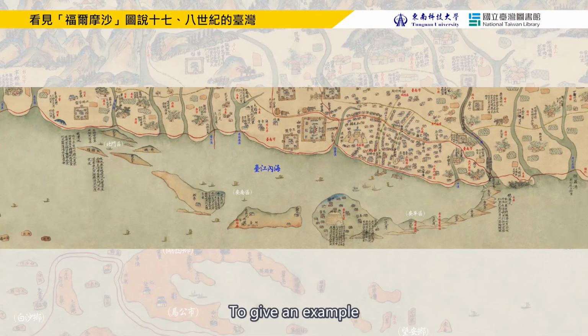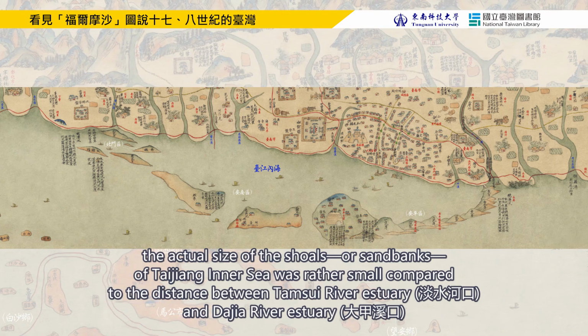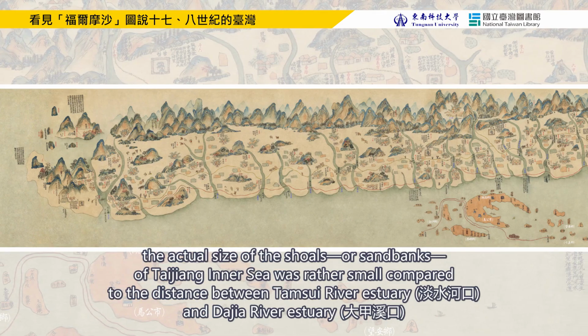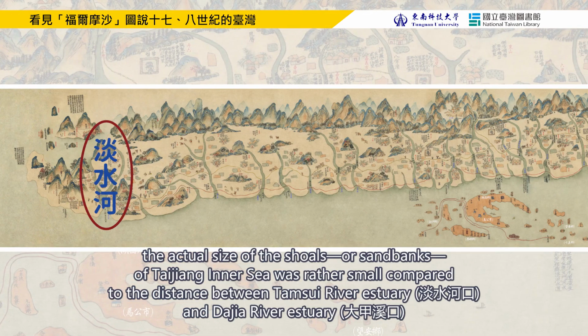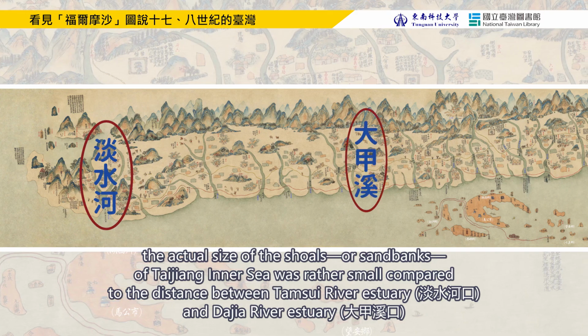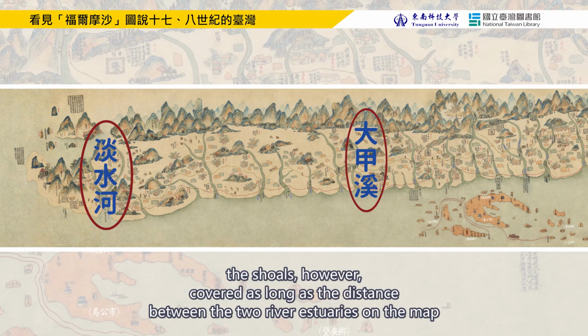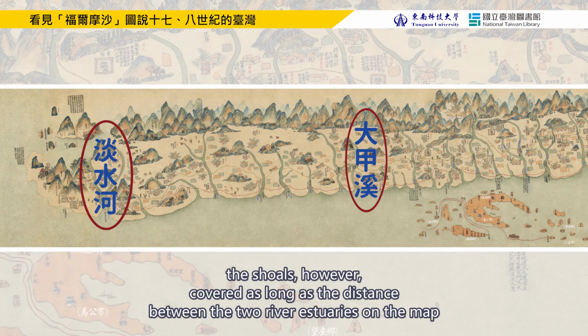To give an example, the actual size of the shoals or sandbanks of Taijiang Inner Sea was rather small compared to the distance between Danshui River estuary and the Dajia River estuary. The shoals, however, covered as long as the distance between the two river estuaries on the map.